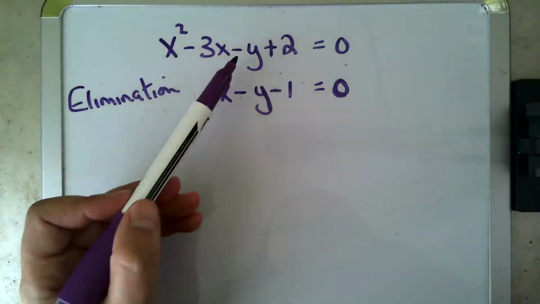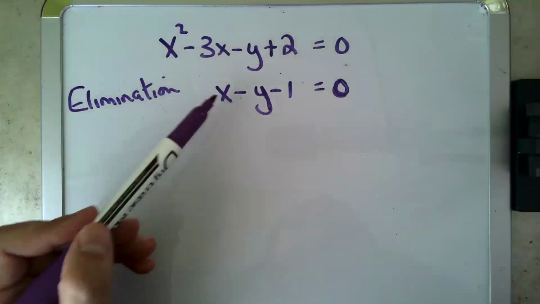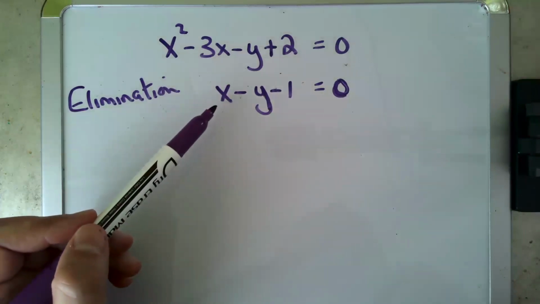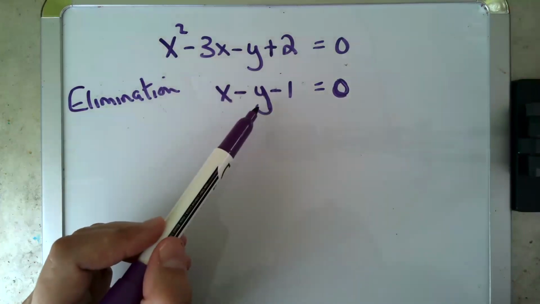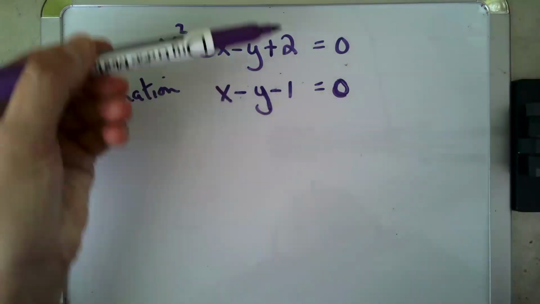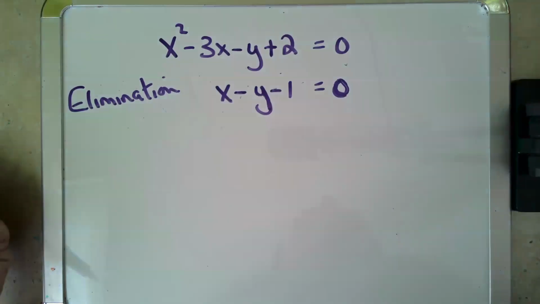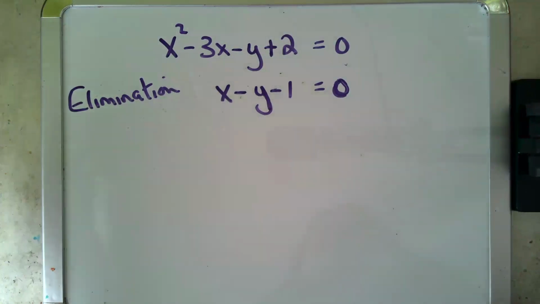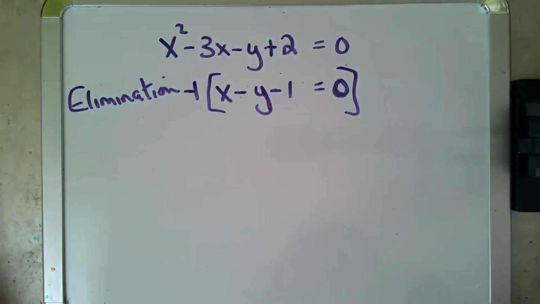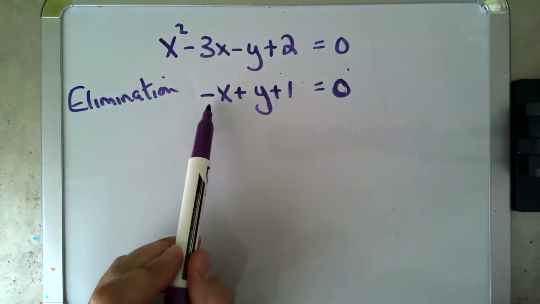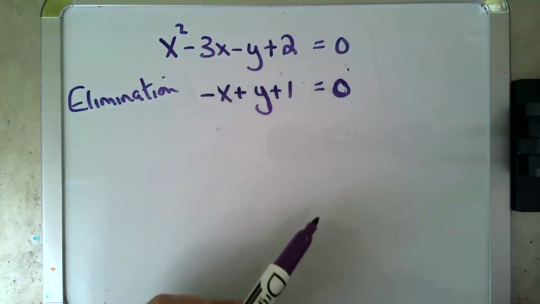So I see I've got a negative y and a negative y. If I multiply my bottom equation by -1, I'll turn that negative y into a positive y. And when I add those two together, that will eliminate y from the equation. And if I have an equation in one variable, I can solve it. So I start by multiplying by -1, which changes this bottom equation to become negative x plus y plus 1.